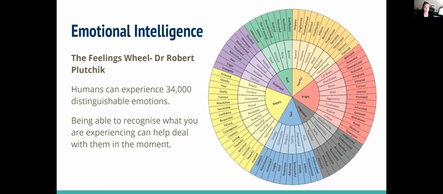So this is huge. This is a snapshot of the emotions that you can experience at any one time. But being able to recognize what you are experiencing can help deal with them in the moment. If you look at the center of the circle here, these are big overarching umbrellas of emotions. So we've got happy and sad and disgusted and angry, fearful, bad and surprised.